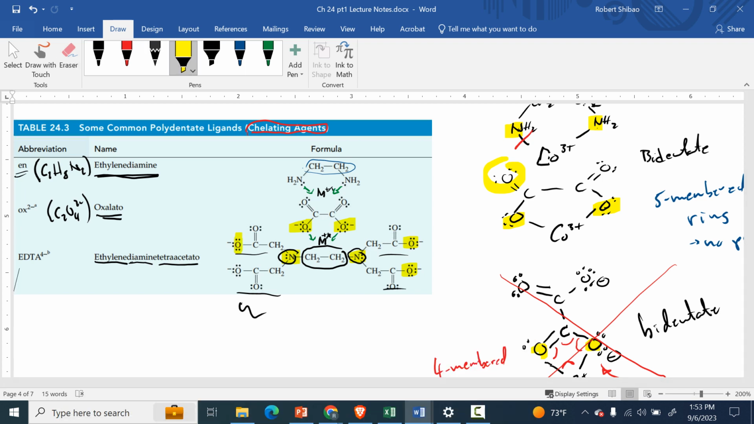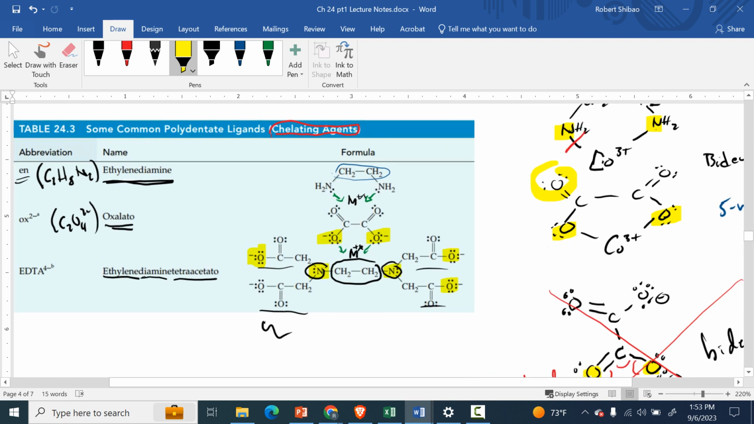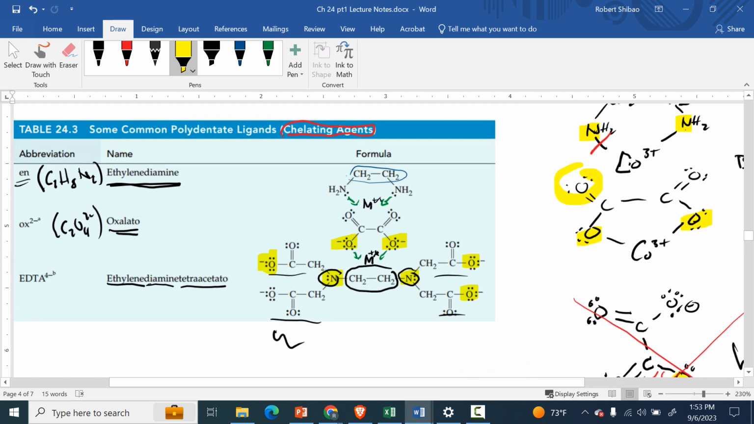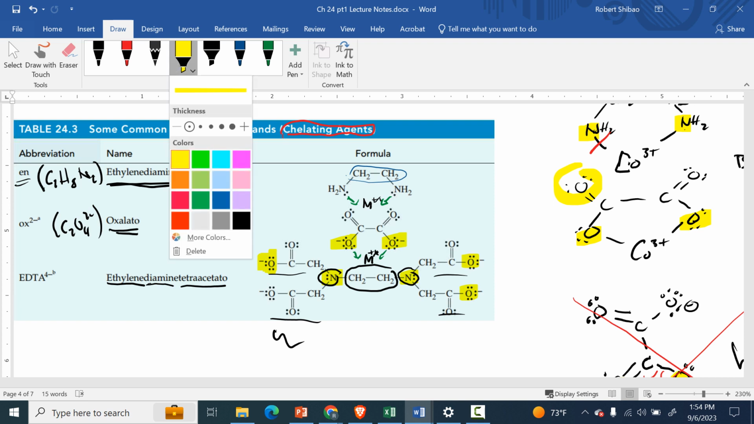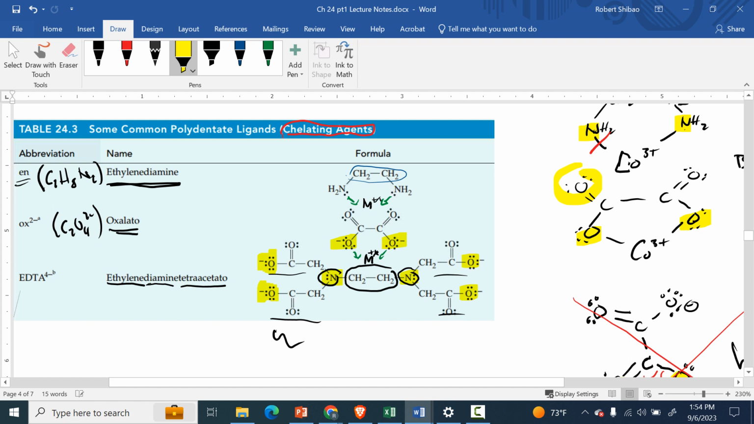So if I bind this oxygen, which would be preferred, right? Because this oxygen has a negative charge. This oxygen here has a zero charge. So what would make a better base, electron pair donor? A negative or a zero? Negative. This would be better. So we could bind this oxygen, we could bind this oxygen also.